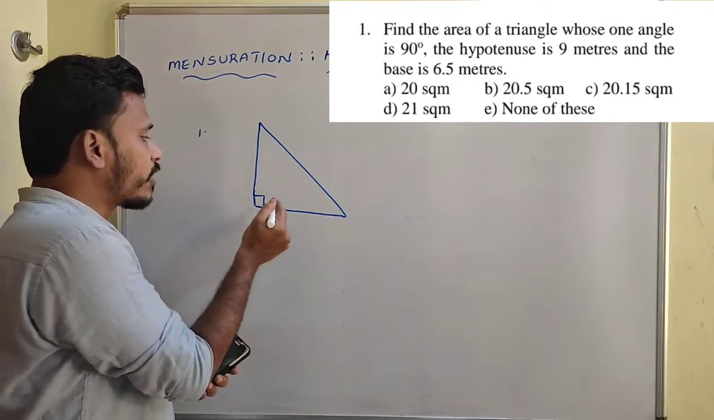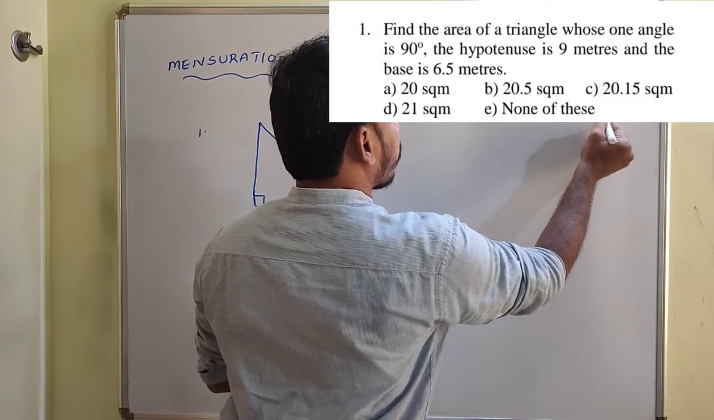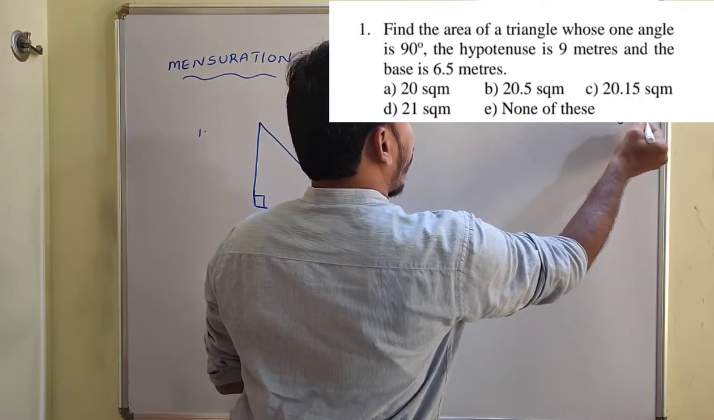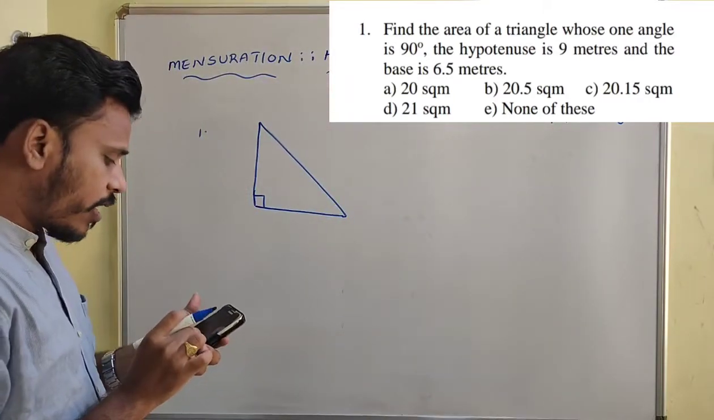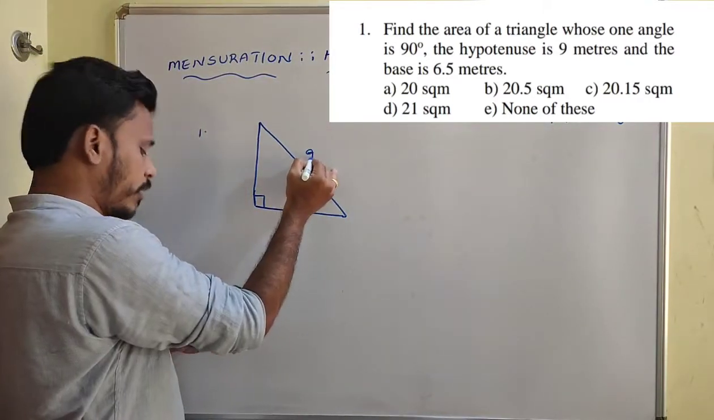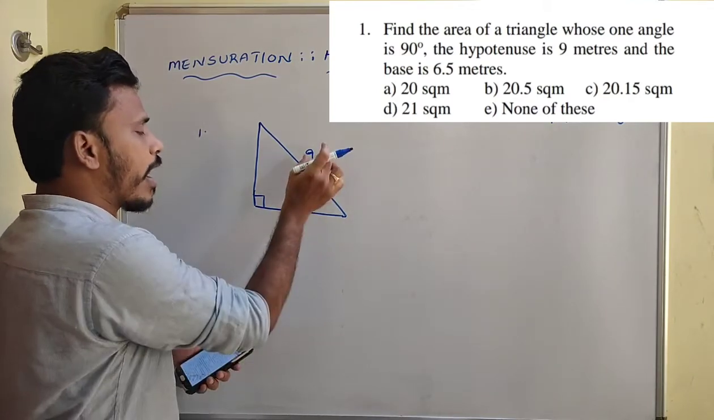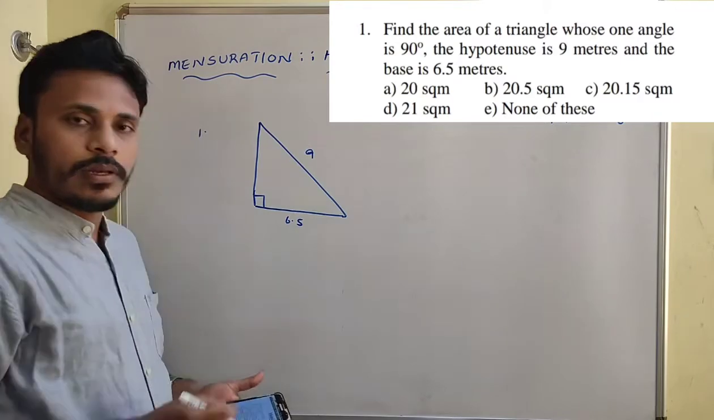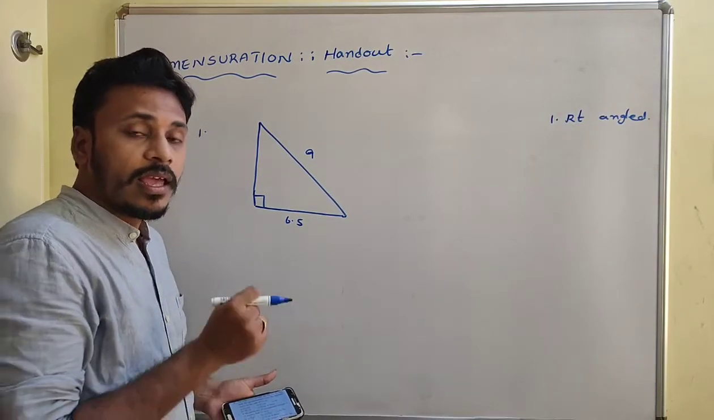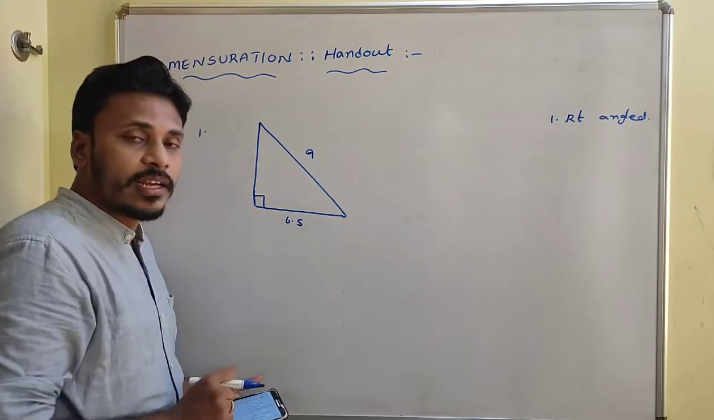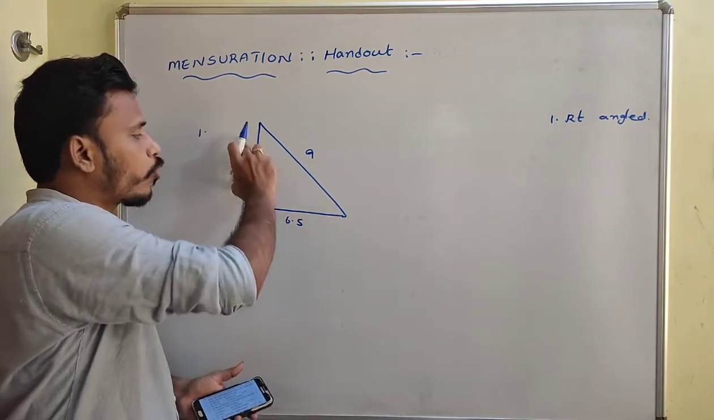Since one angle is 90 degrees, the problem is about a right angle triangle, and its hypotenuse is given as 9 meters and the base is 6.5 meters. Hypotenuse is given, base is given, and they are asking us to calculate the area of this triangle. Area of this right angle triangle is half base into height, half of the product of these two.